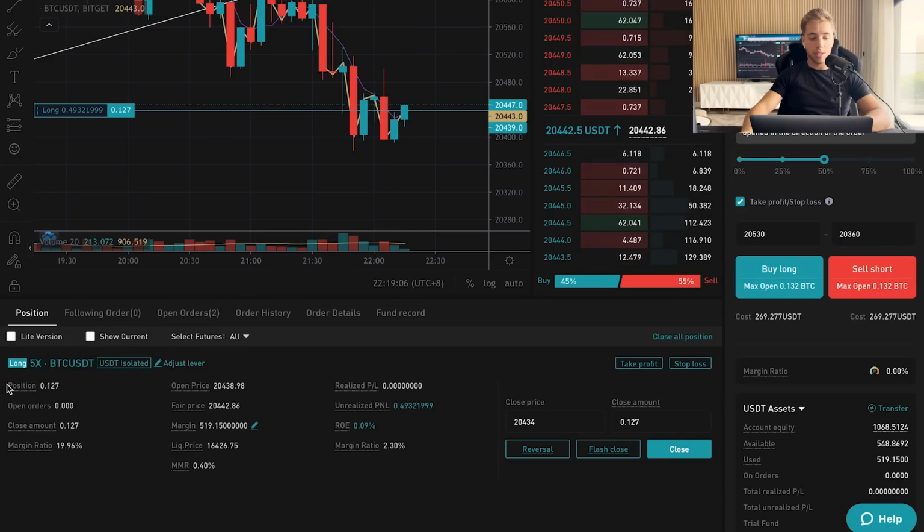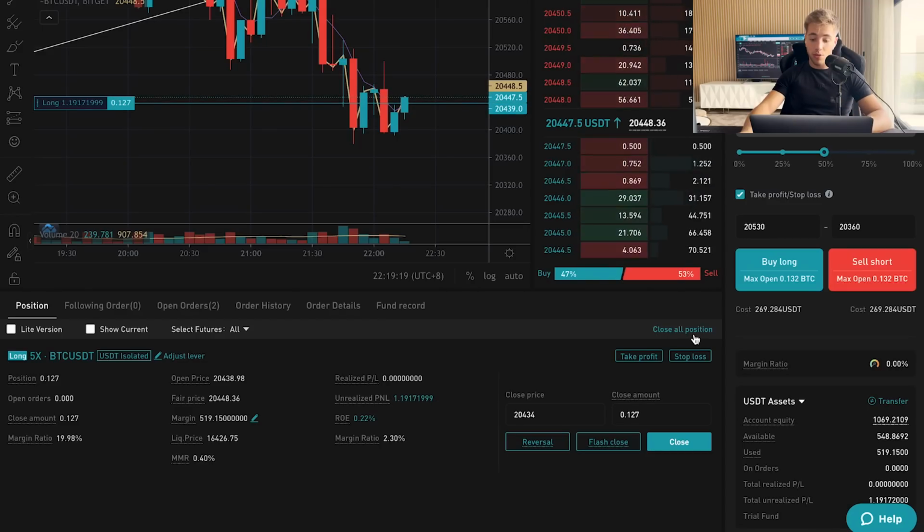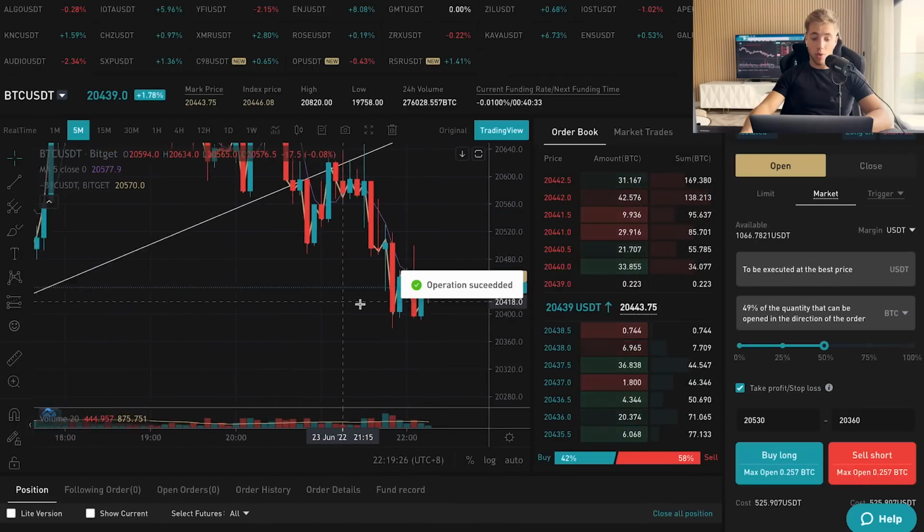And here you can also see the value of the position. So the value of this position is 0.12 Bitcoin. Like you can see right now, I'm $1 in profit. I will close the position by clicking here, close all positions, and like you can see, $1 in profit.